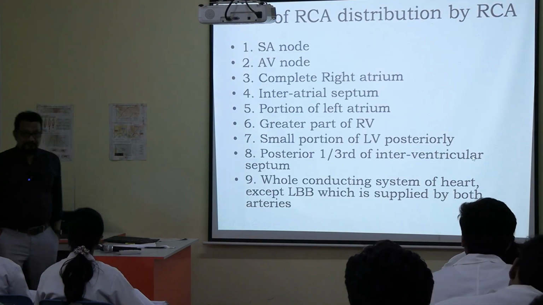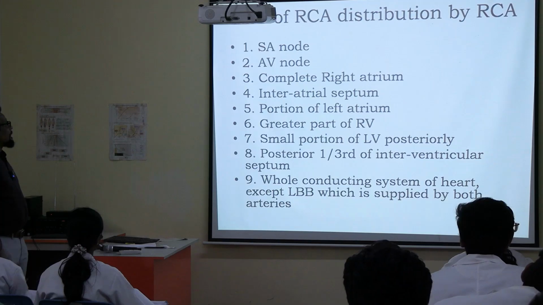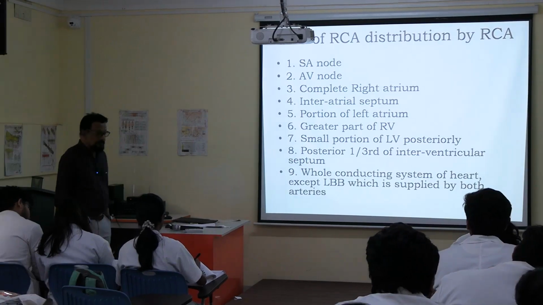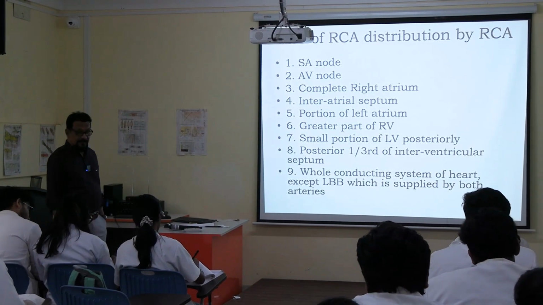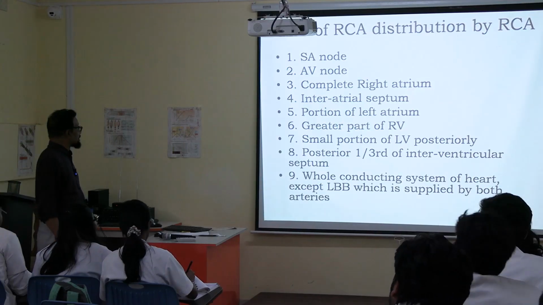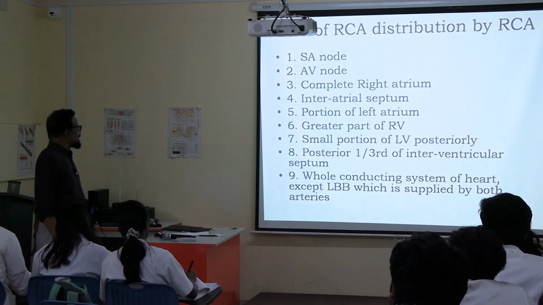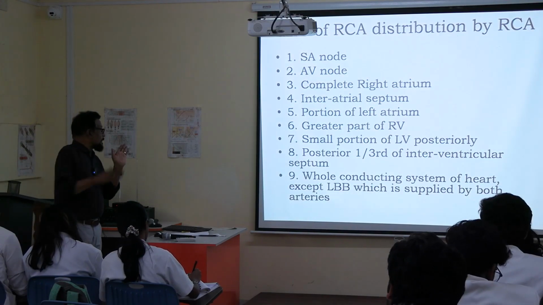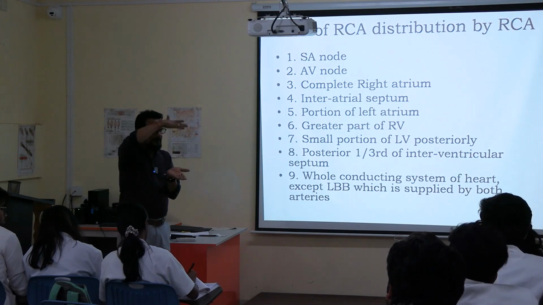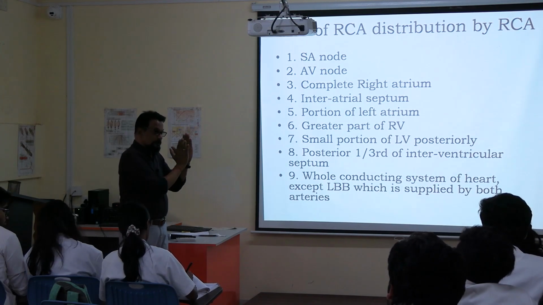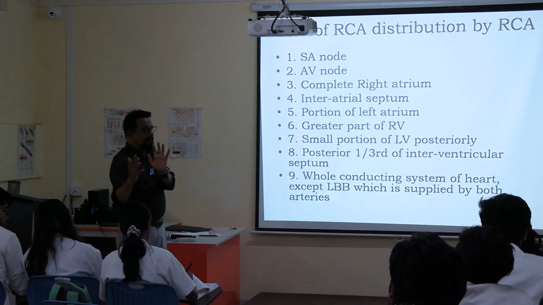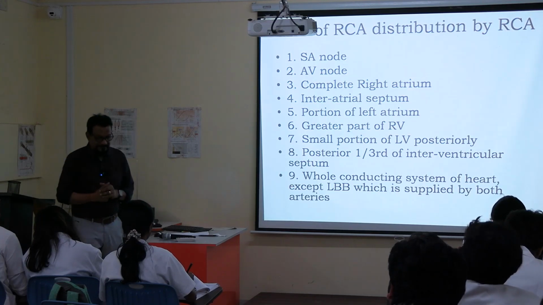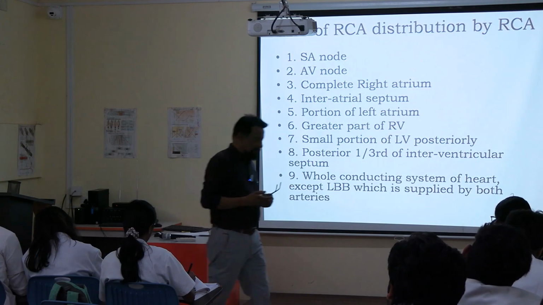Now, what are the areas covered? The RCA, right coronary artery, supplies the SA node, the AV node, the complete right atrium and part of the left atrium, the greater part of the right ventricle, a small portion of the left ventricle posteriorly, and the posterior 1/3 of the interventricular septum, the septum in between both the ventricles. The rest, 2/3, will be supplied by the left coronary artery. And the whole conducting system.